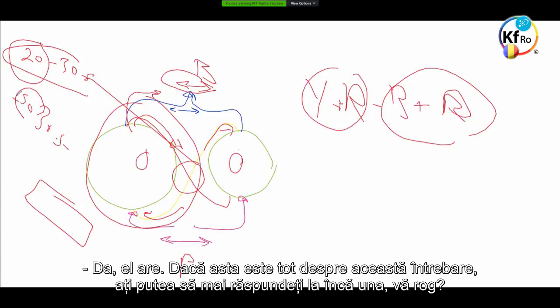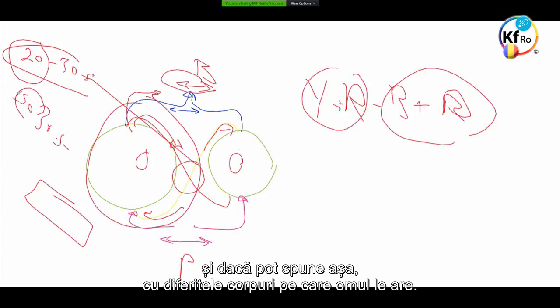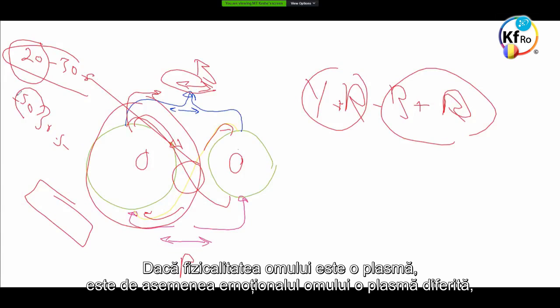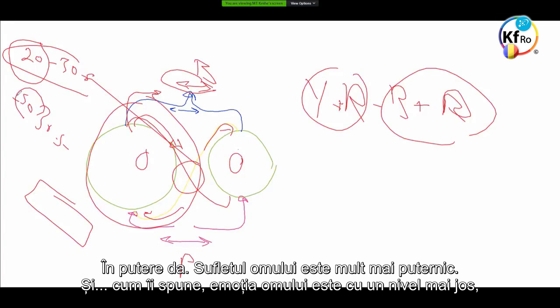If that's all about this question, could you be able to answer one more, please? Yes, go ahead. So this one has to do with the man and, if I can say, the different bodies the man has. If the physicality of the man is a plasma, is also the emotionality of the man a different plasma and the mentality of the man another plasma? In the strength, could be the same entity. In the strength, yes.